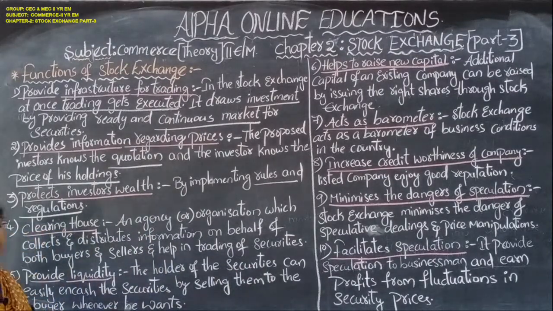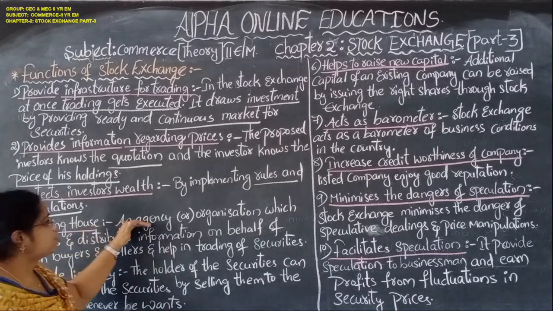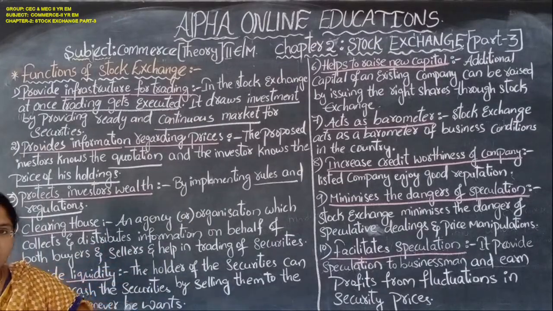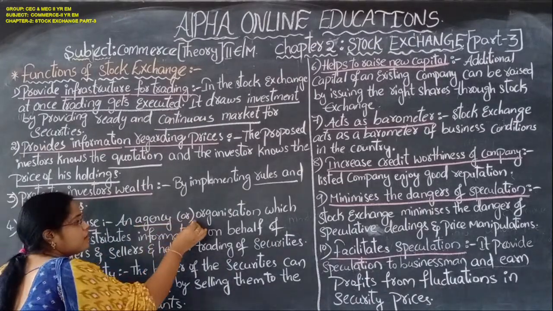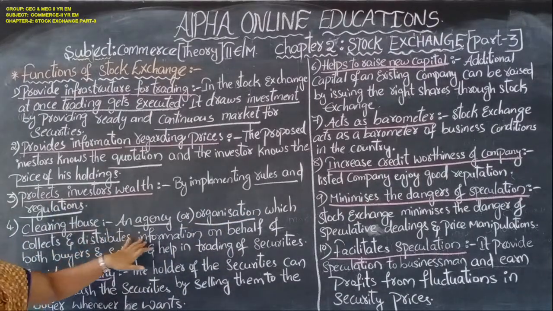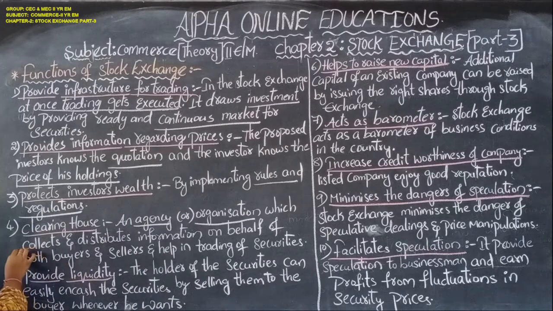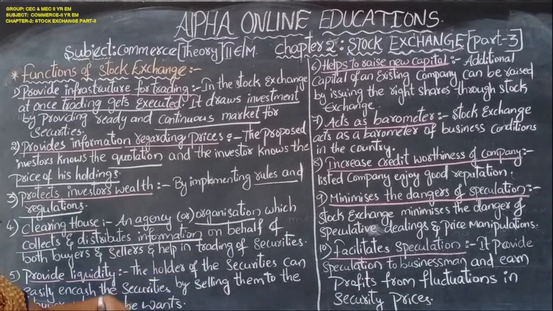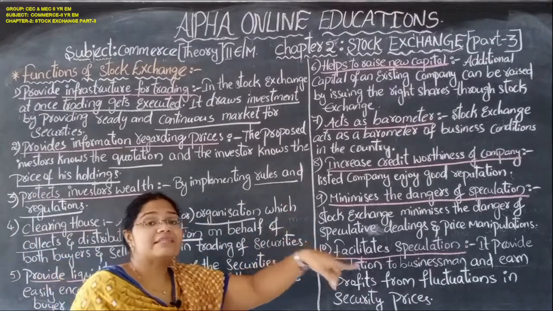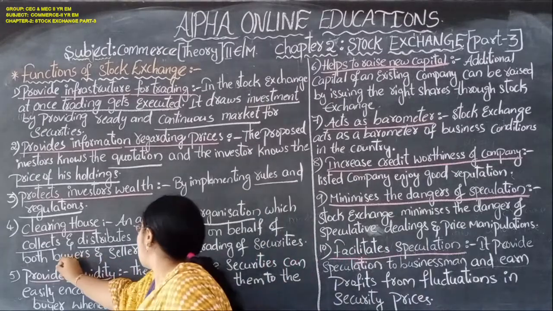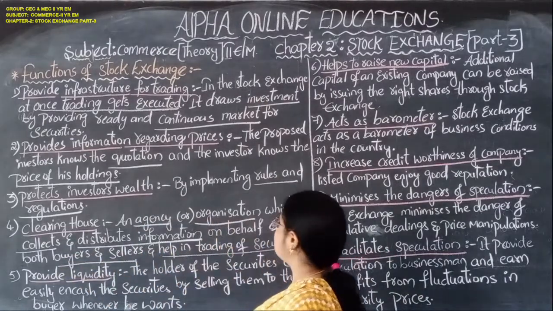Clearing house. What is the meaning of the clearing house? It is an agency or organization which collects and distributes information. What will it do? It will collect and distribute the information on behalf of the buyer and seller, and help in the trading of securities.